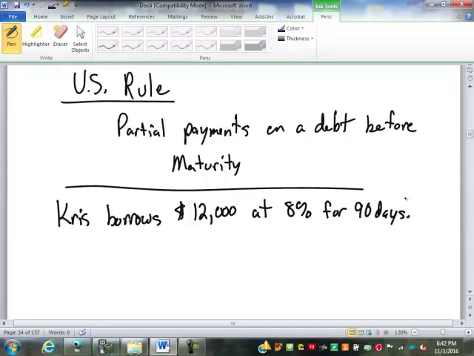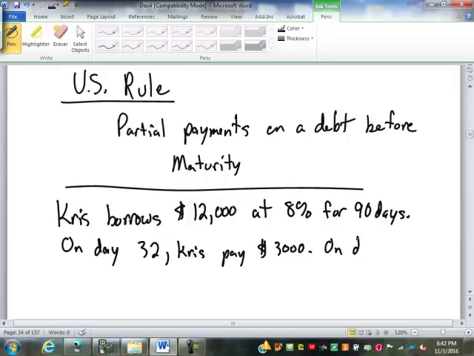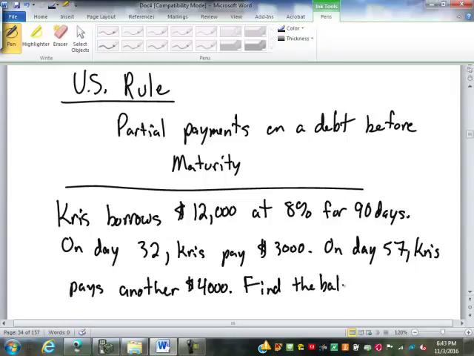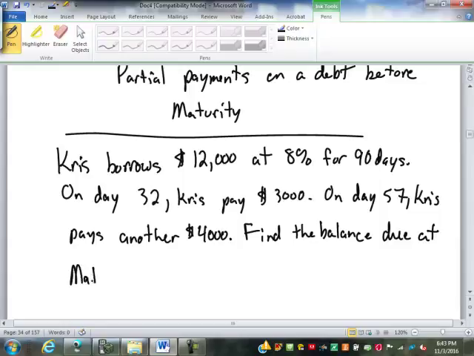Chris probably does not have to pay any of that money back till the end of the 90 days. But it's to Chris's benefit to pay back some early if they can, so that they'll save some of the interest. So let's say that on day 32, Chris pays $3,000. On day 57, Chris pays another $4,000. I want to find here the balance due at maturity and the total interest paid.